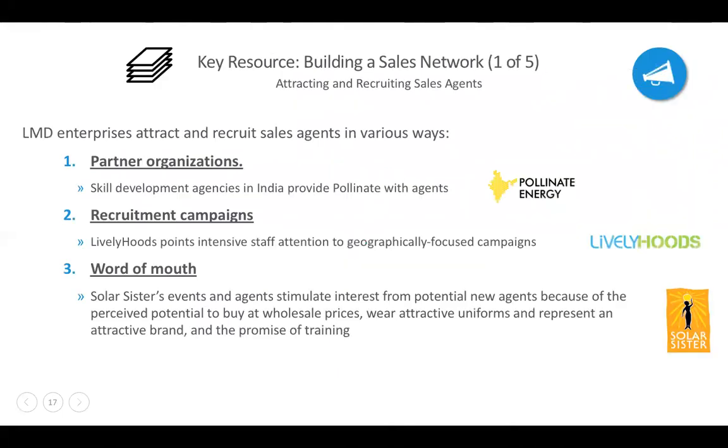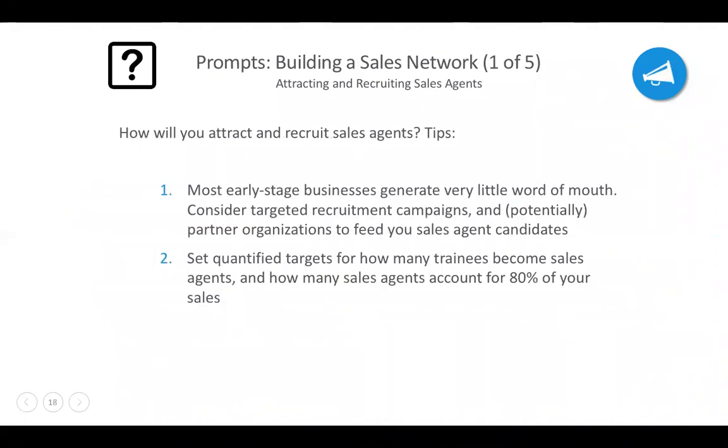LMD enterprises attract and recruit sales agents in various ways: through partner organizations interested to place newly trained people, through targeted recruitment campaigns, for example, Livelihoods Point's intensive staff attention to geographically focused recruitment campaigns, and by harvesting candidates generated by word of mouth. So, how will you attract and recruit sales agents?